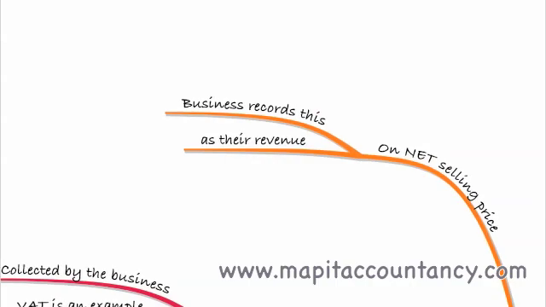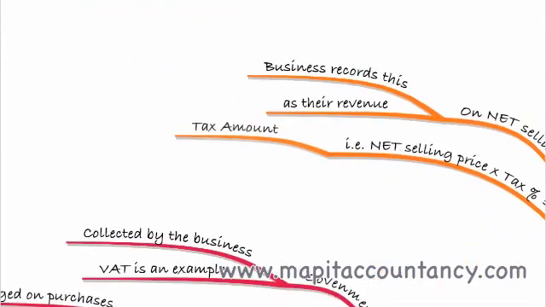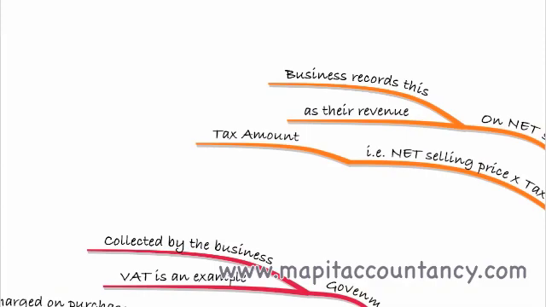To get the tax amount, we multiply the net selling price by the tax percentage. So if we had 100 million of a sale and our tax percentage was 30%, well then the tax would be 30 million. So the net selling price times the tax percentage gives us the tax amount.